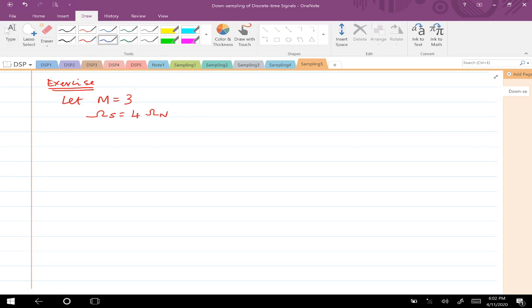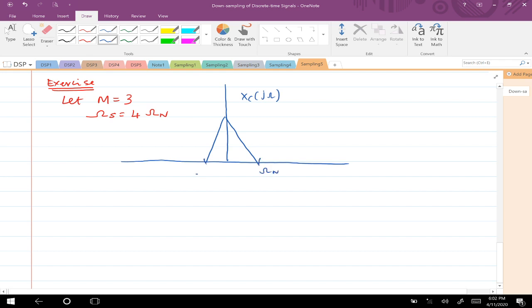Let me redraw whatever is there earlier for xc of j omega. Assume that this is my xc of j omega, this is omega n, and this is minus omega n. Now how would be the x of e power j omega?